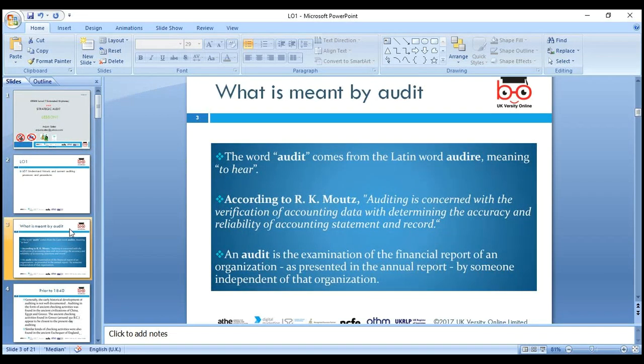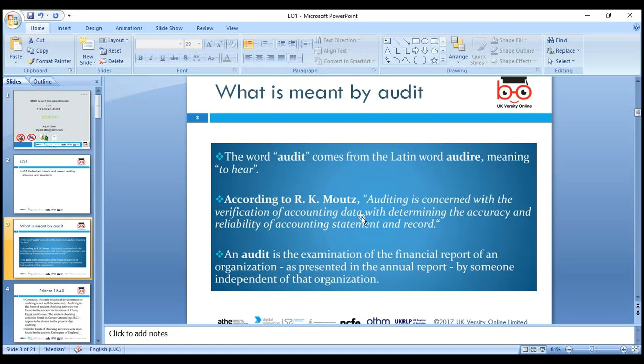So the word audit is derived from the Latin word audire, which means to hear. To hear the people's views, to hear what they are saying, and then to rectify them. Auditing is concerned with the verification of accounts data, to determine the accuracy and reliability of accounting statements and records. So in simple words, audit means checking the accuracy in the books of account, in the books of records.